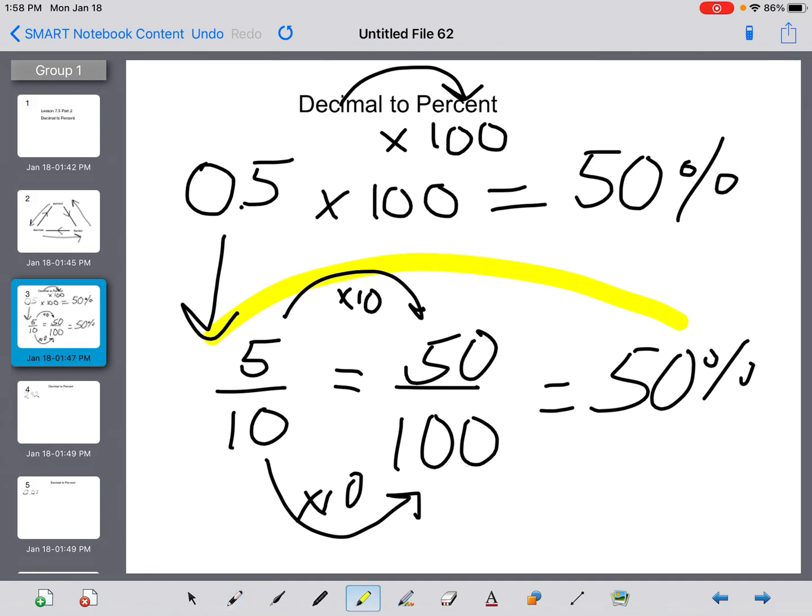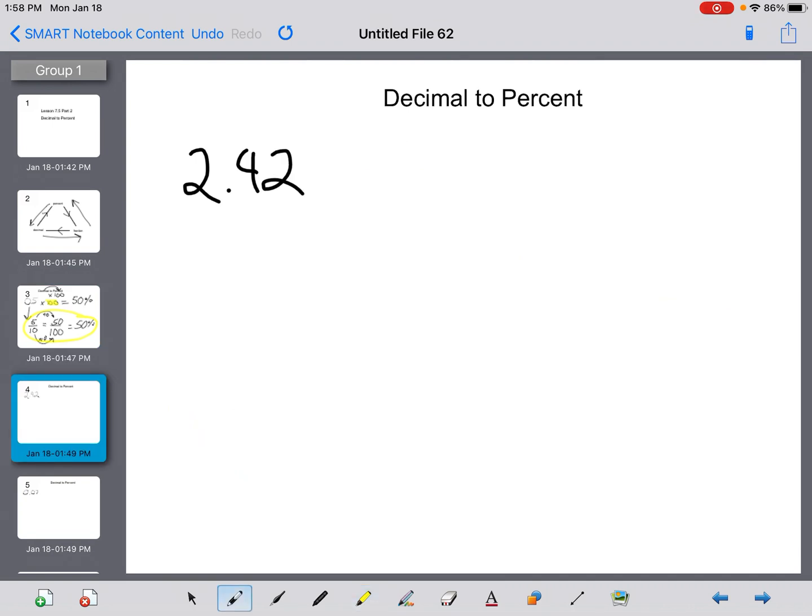Now, grade 7, clearly I'm not going to make you do this every time. I just want you to show why it works to multiply by 100. So if you go from a decimal to a percent, you multiply by 100. So again, let's just do that a couple times.